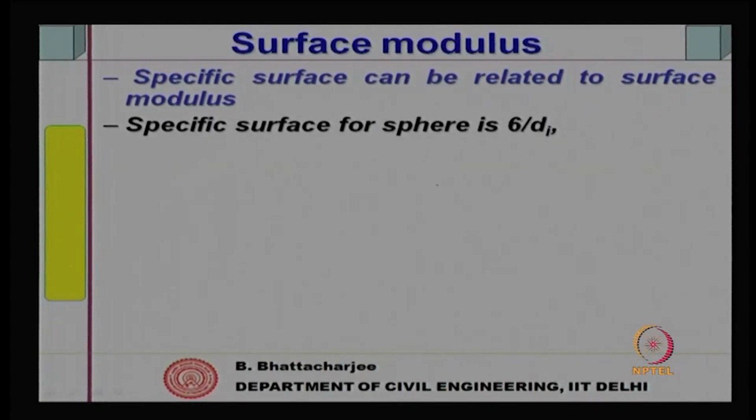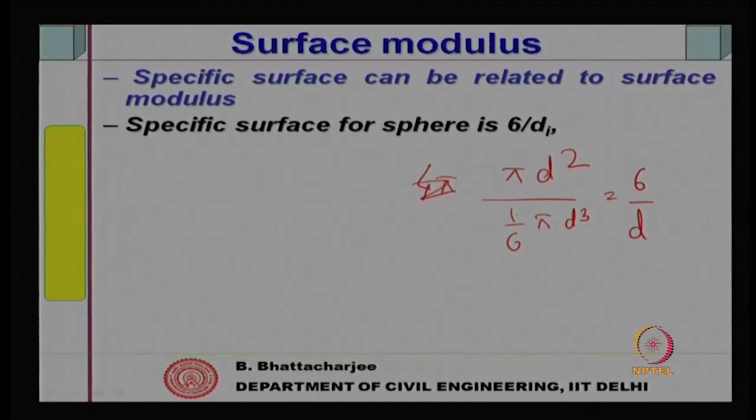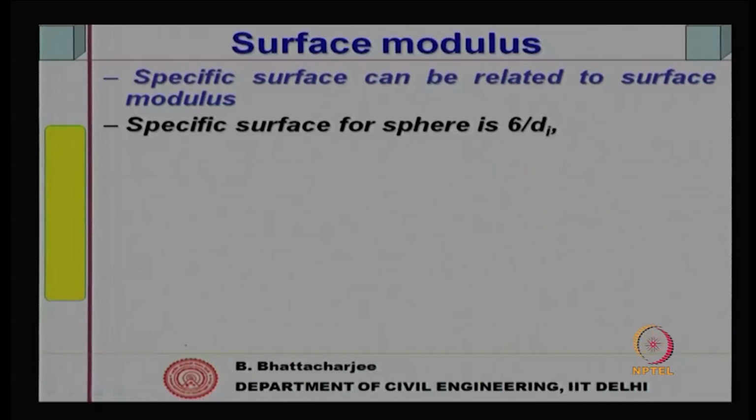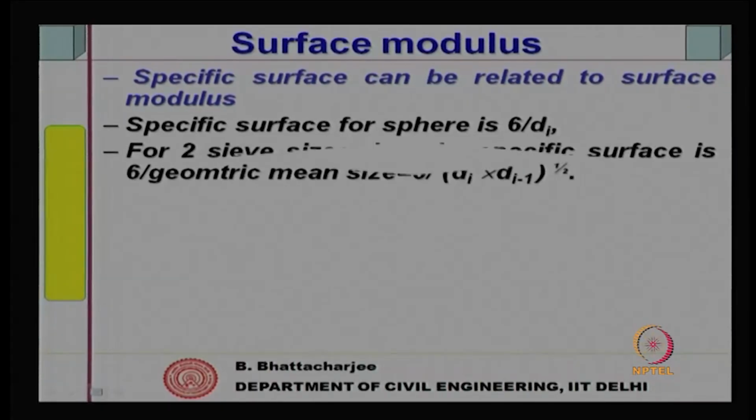Specific surface of a sphere: if you write it, pi d square is the surface area, divided by 1 by 6 pi d cube, the volume. So, this will simply be 6 by d. For the ith particle size, it is 6 by d_i. So, specific surface for a sphere you can find out in this manner. Specific surface is surface area per unit volume.